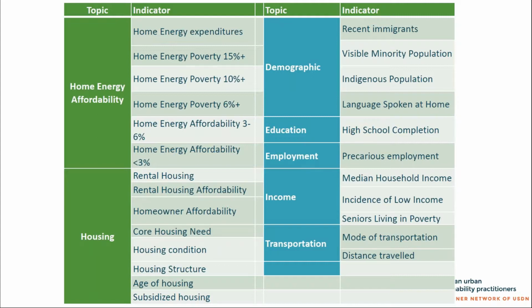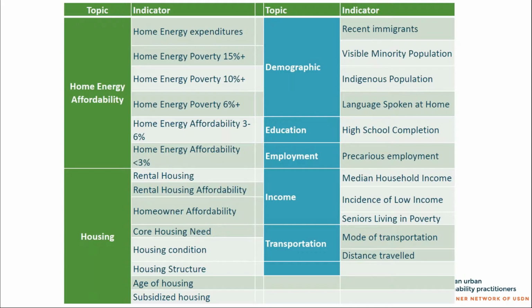And then we've selected 5 different energy burden thresholds. The 6% was the one that Maryam was referring to. That's roughly twice the median, Canadian national median. But we have also some extreme energy burden, those households spending 15% or more of their income, as well as a very low energy burden, which is under 3%. So that's a cluster of indicators around home energy affordability.